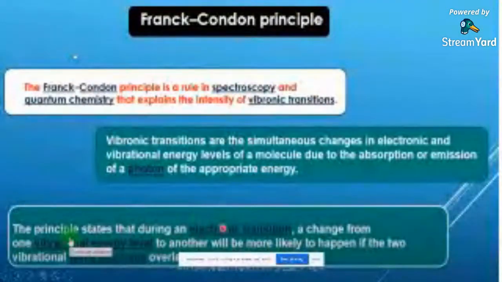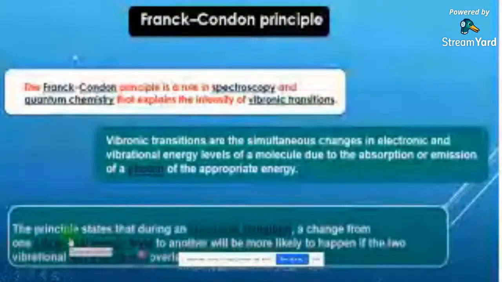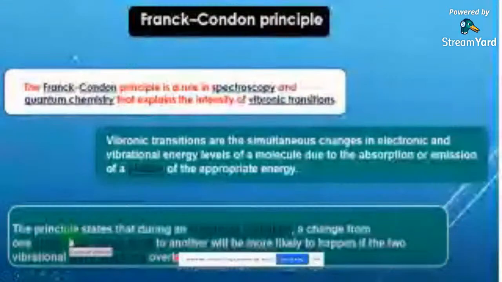The principle states that during an electronic transition, a change from one vibrational energy level to another will be more likely to happen only if the vibrational wave functions overlap more significantly. This means the wave functions must overlap for the transition to occur.